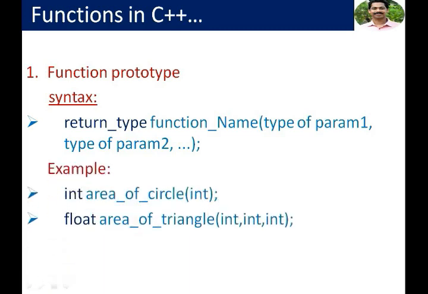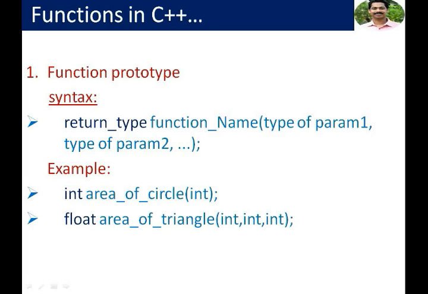This is an example: int area of circle, within brackets int. This means this function returns an integer value and it receives an integer value during the function call. Similarly, the second example returns a float because it is the area of a triangle, which receives three sides of the triangle, and all these three values are of data type integer. So the return type is float. That means within the function body we are calculating the area of the triangle using these three integer sides, and we are returning a float value from this function.